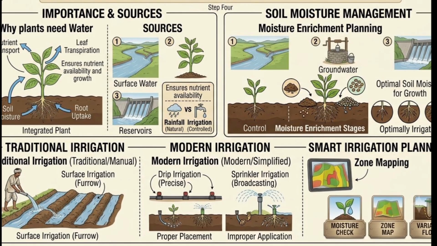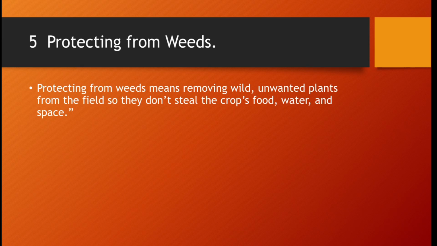Natural irrigation methods such as rain, such as water flow by river, cannot be controlled by humans, but modern irrigation such as tube wells, such as solar motor pumps, such as drips can be controlled by human beings.